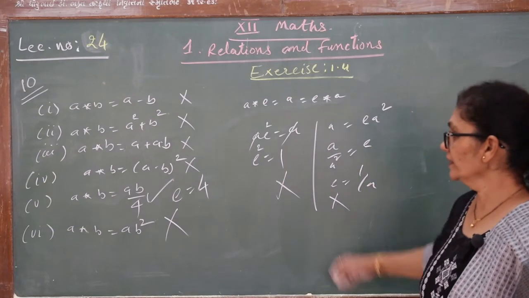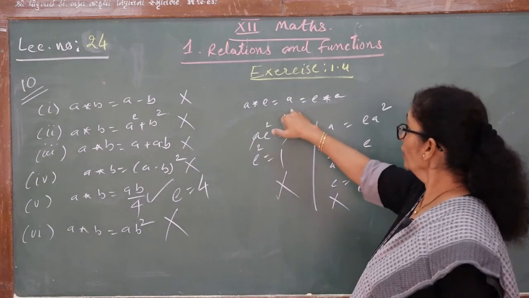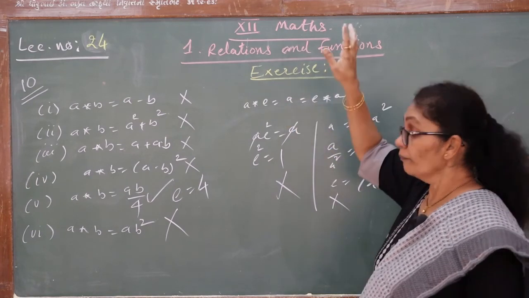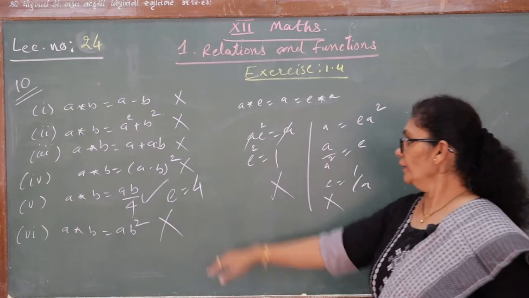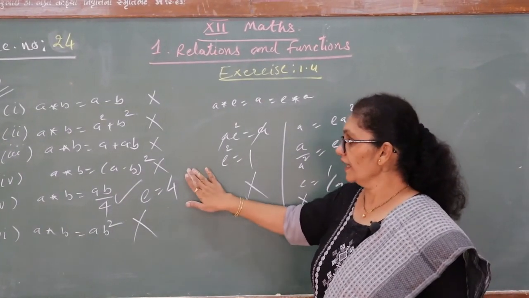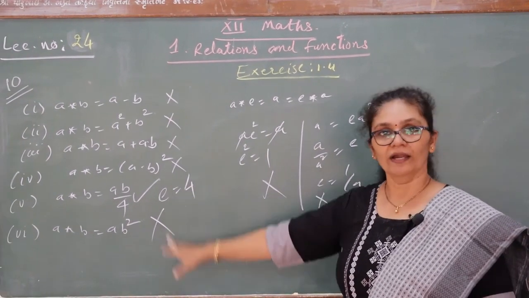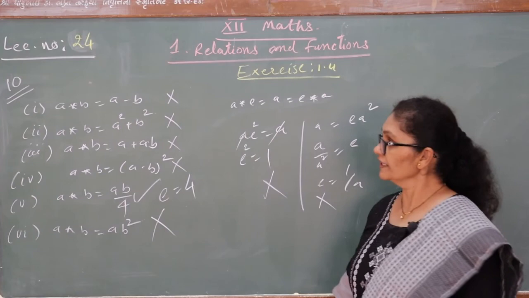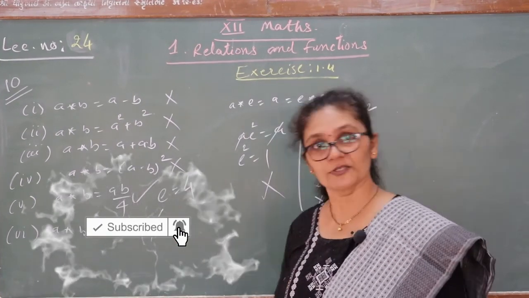So from this you understand that when an identity element exists, a * e equal to a and e * a equal to a, both ways you must get the same value of e, then only you can find the identity element, otherwise not. So we are getting an identity element only in the fifth one, and in the remaining 5 operations the identity does not exist. So for this lecture I think this much is enough.